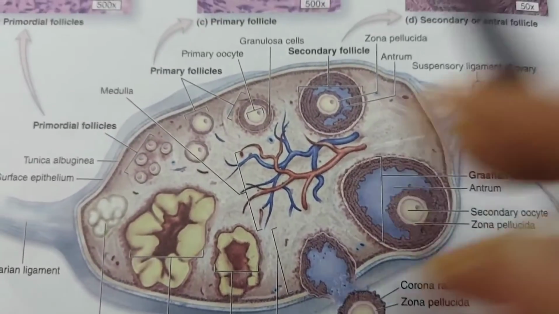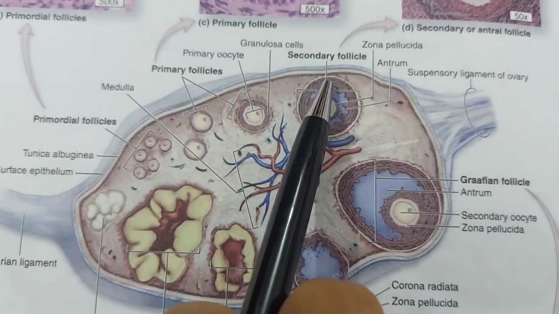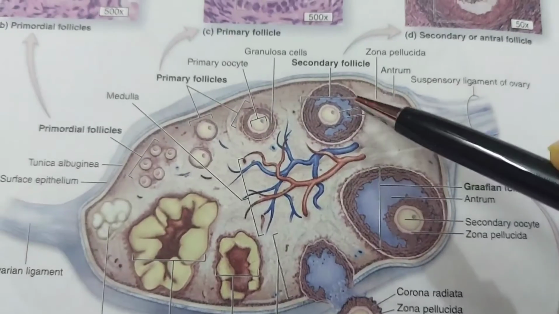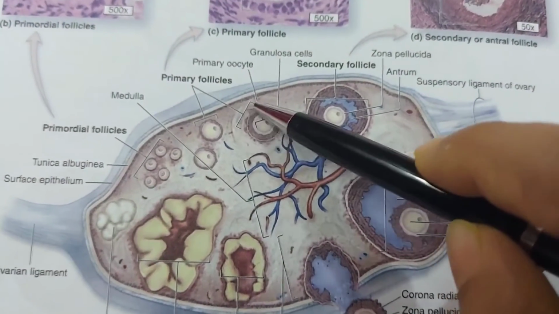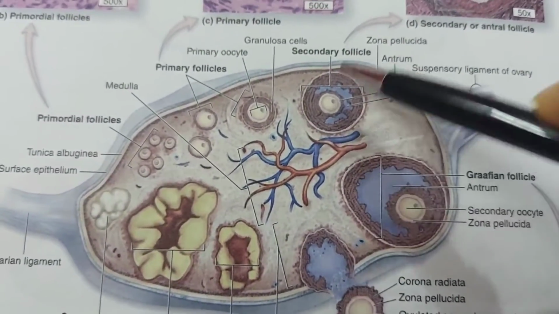So what is the confusion about the primary follicle and secondary follicle? What is the difference between a primary follicle and a secondary follicle? It is the antrum. The antrum is present in the secondary follicle, but there is no antrum in the primary follicle. That is the difference. And the Graafian follicle is a more mature form of the secondary follicle.